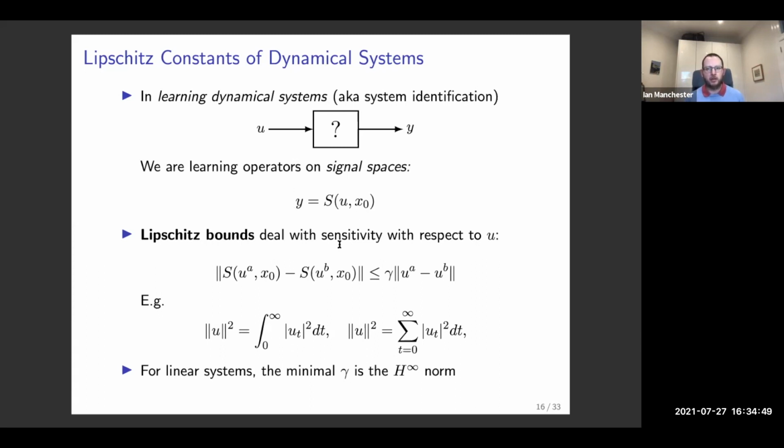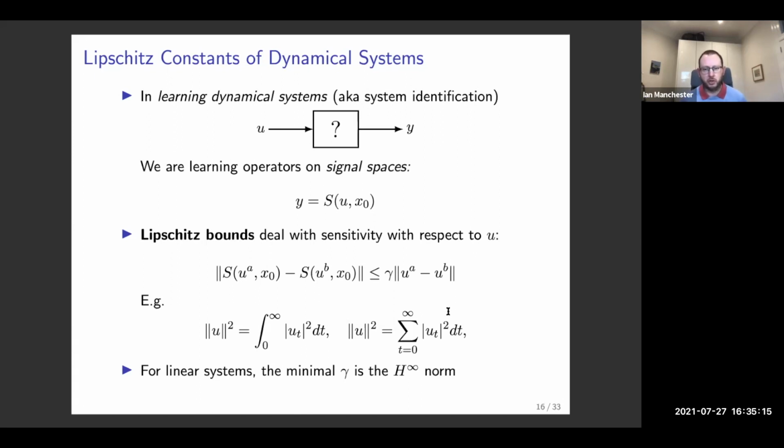So our mapping from inputs to outputs can still have the same sort of Lipschitz bound, but here the norms are signal norms. We might have continuous time models, and the norm is the integral L2, or we might have discrete time models, and our norm is the sequence L2. So it's basically the sum of the squares of the signals themselves.